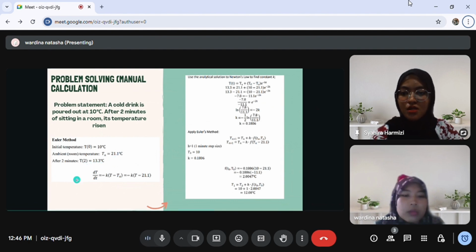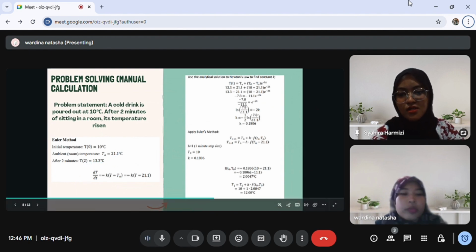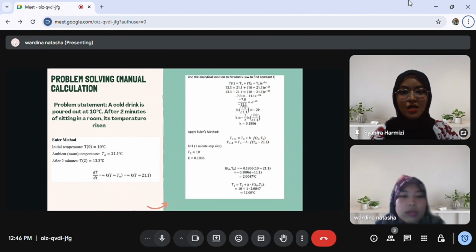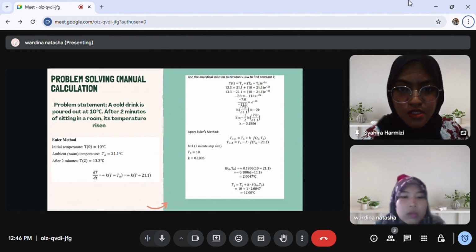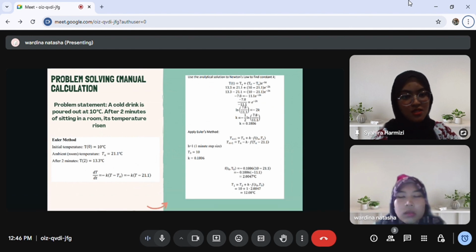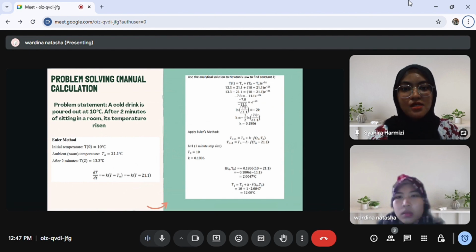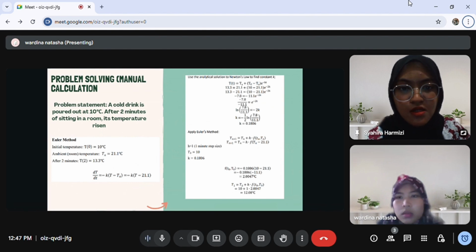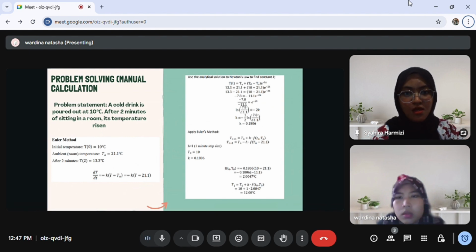So we use the dT over dt equation, and then we use the analytical solution to Newton's law to find the constant k. We need to find the constant k because the equation doesn't state k, so we need to find it first. So we insert into the equation T equals Ts plus T initial minus T ambient times the exponent to the power of negative k times t.